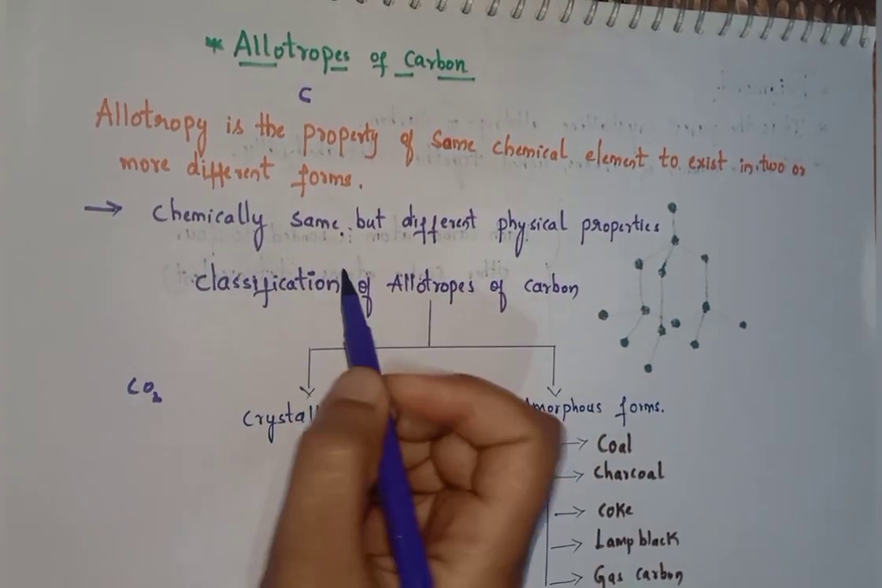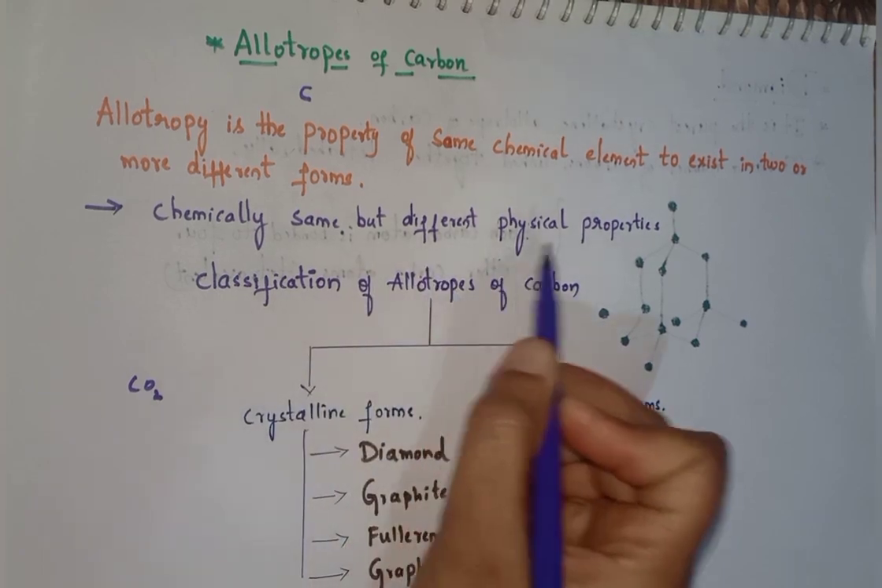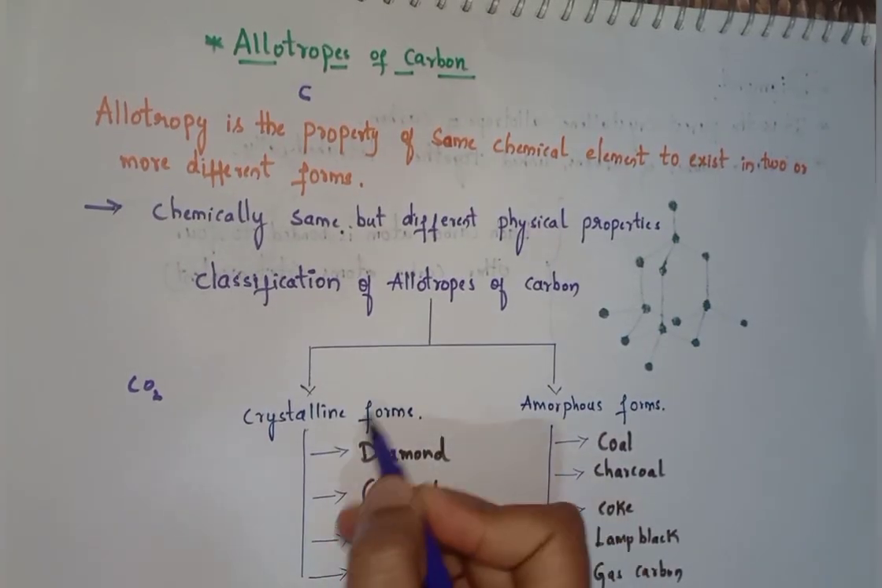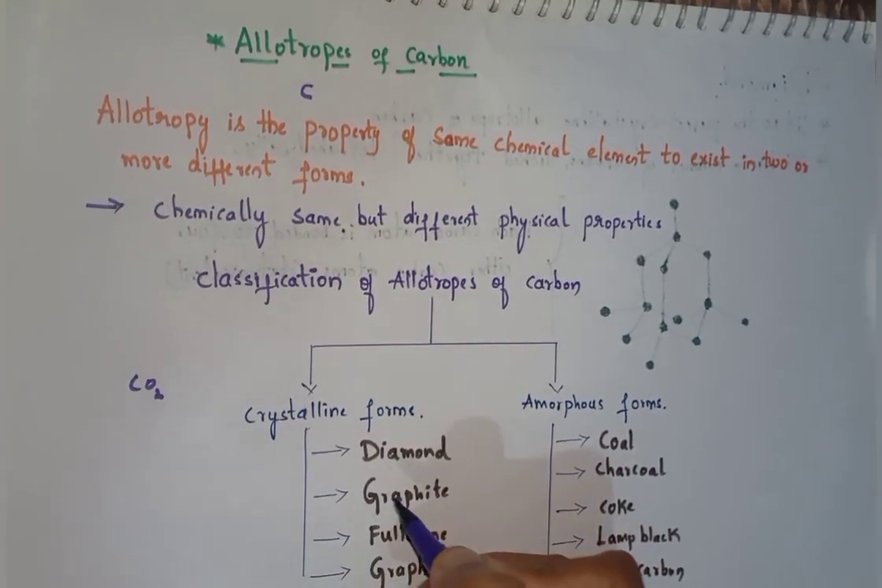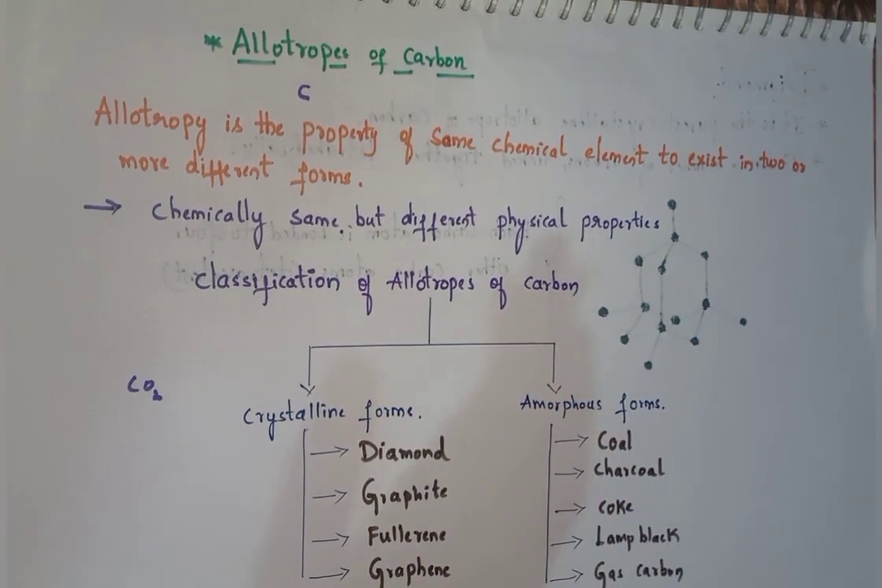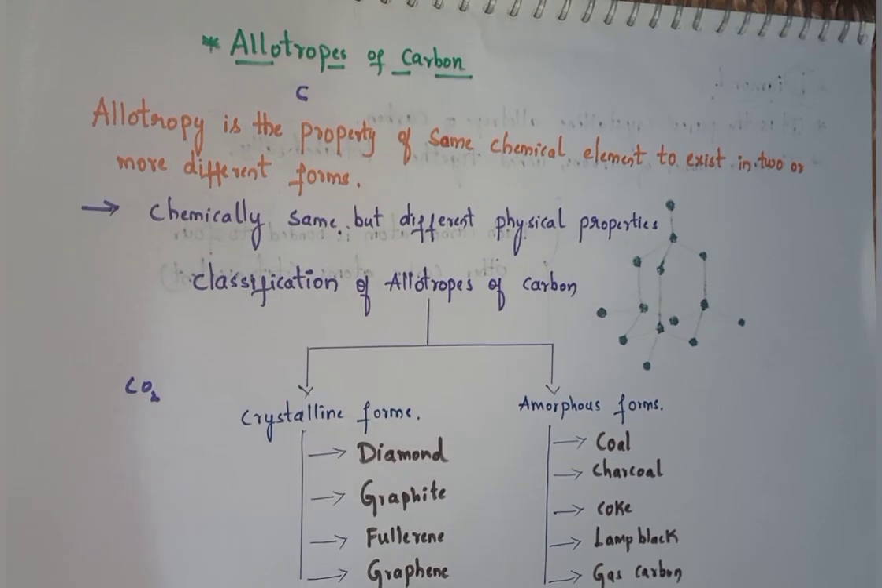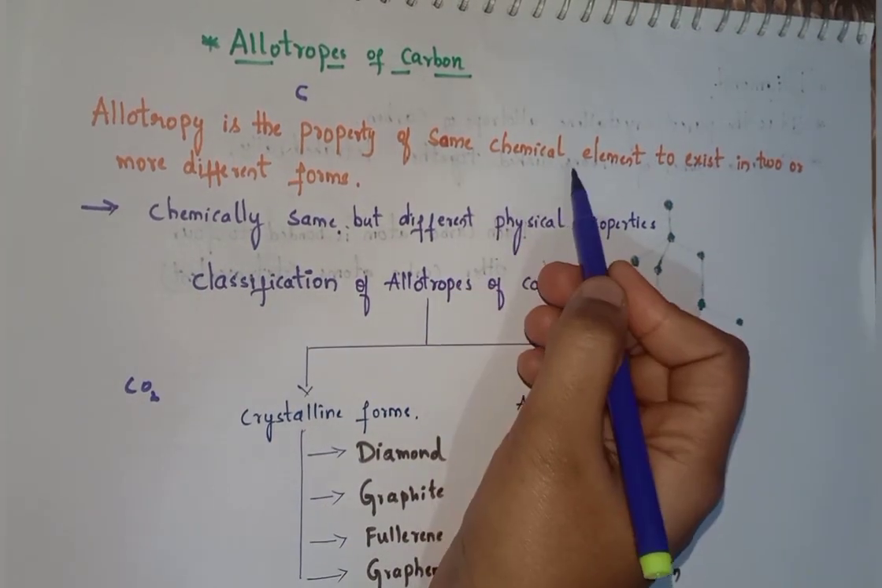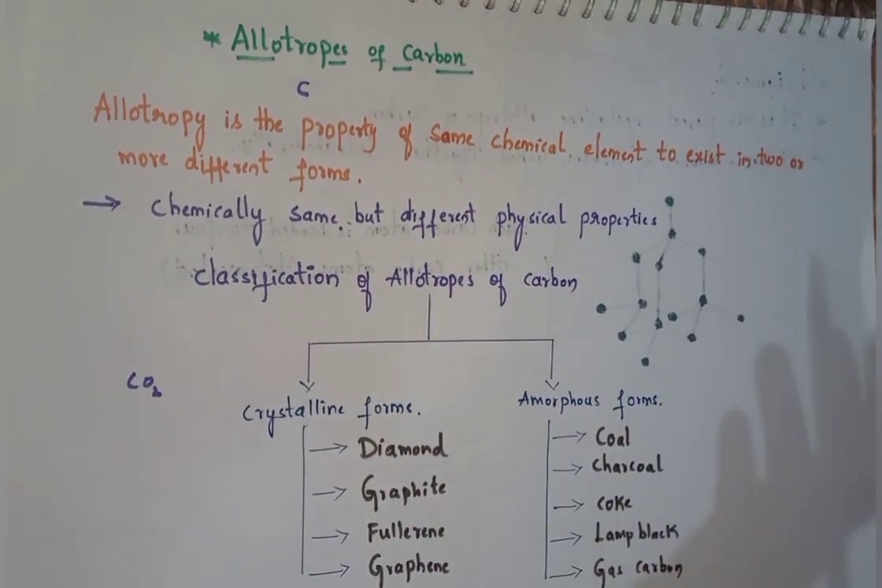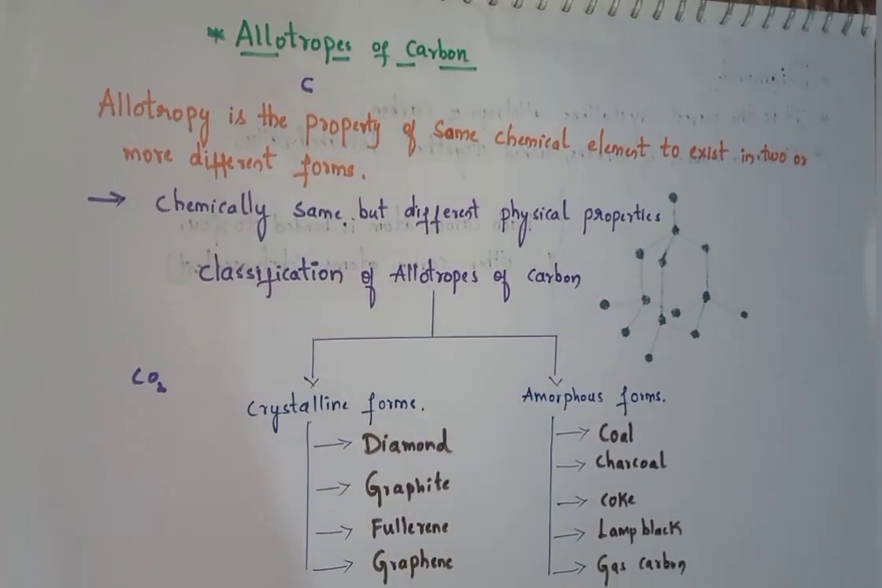I have told you the point that they are chemically the same but have different physical properties. So diamond is made up of carbon itself, graphite is made up of carbon itself, fullerene is made up of carbon itself, but their physical properties will be different. These are the allotropes. Here the same chemical element is carbon, which exists in very different forms.